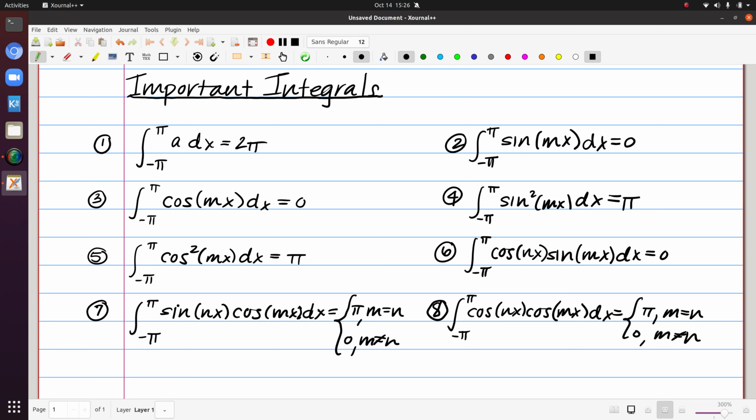I mean, we could go through and actually verify these, but whoops, this should be a 2 pi a. So I just want to be able to reference these. I'll scroll back up to these from time to time.